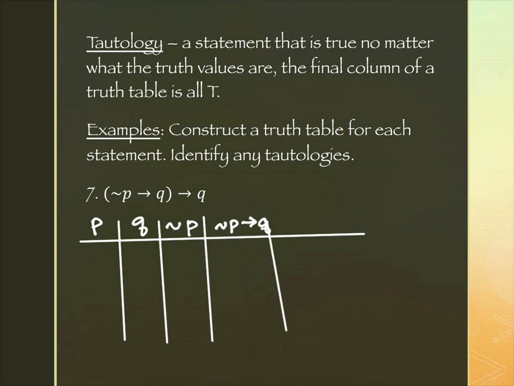And then I need one more piece here at the end. The last piece is going to include everything from the inside of the parentheses, and then the arrow and the conclusion of the entire statement. So it's going to include tilde P implies Q, that's the previous column, and then implies Q again.